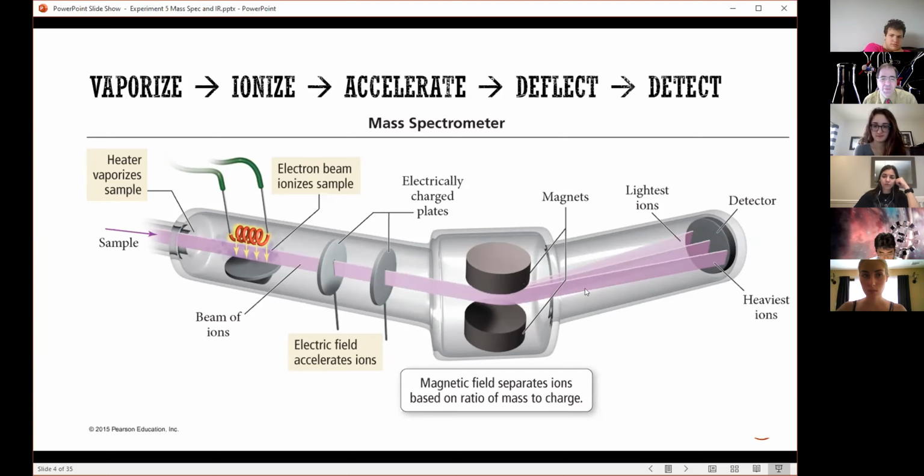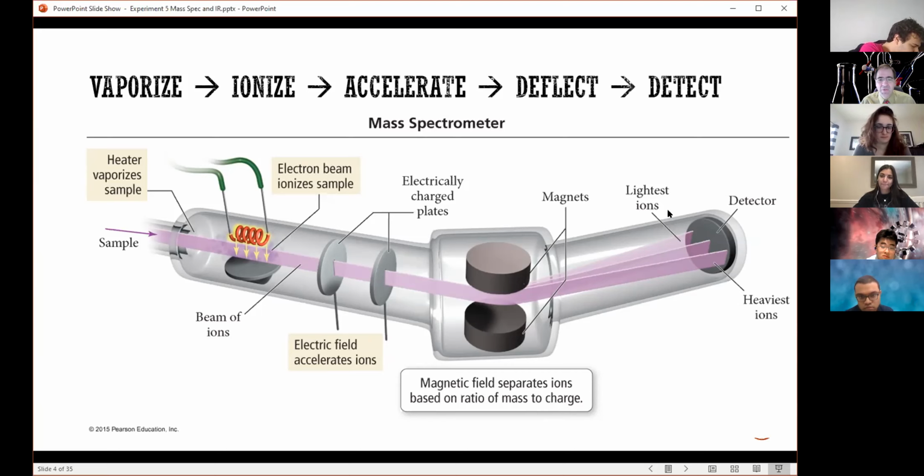How much it's bent is affected by 2 things. One, just how heavy it is, right? Heavier things are going to be harder to deflect, so heavier things are going to tend to want to go more straight. And the higher the charge, the more interaction with the magnetic field, so the higher the charge, the more it is deflected. So what actually determines the amount of deflection is the mass and the charge. So we actually do it based on the ratio of the mass to the charge, right? You'll hear us talking about the m/z, that's the mass to charge ratio, a lot. So things that are heavy tend to not be deflected as much, but the higher the charge, the more deflection.